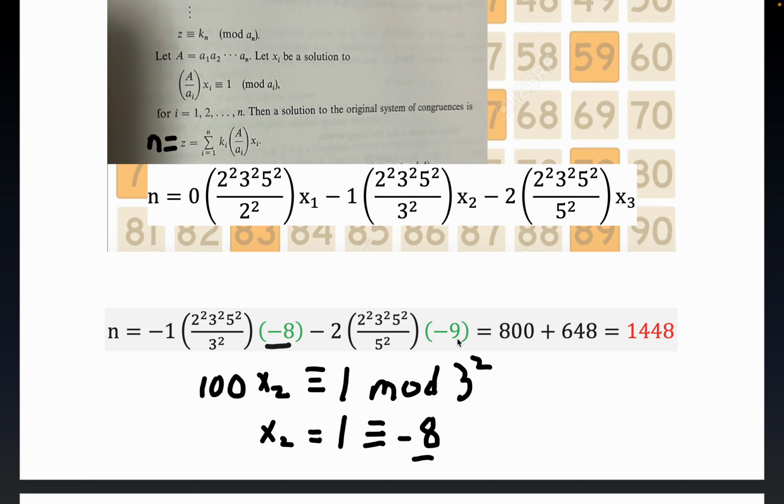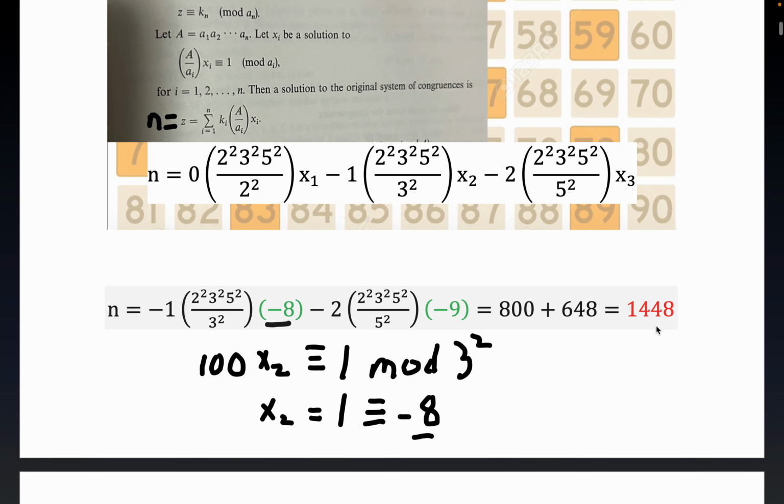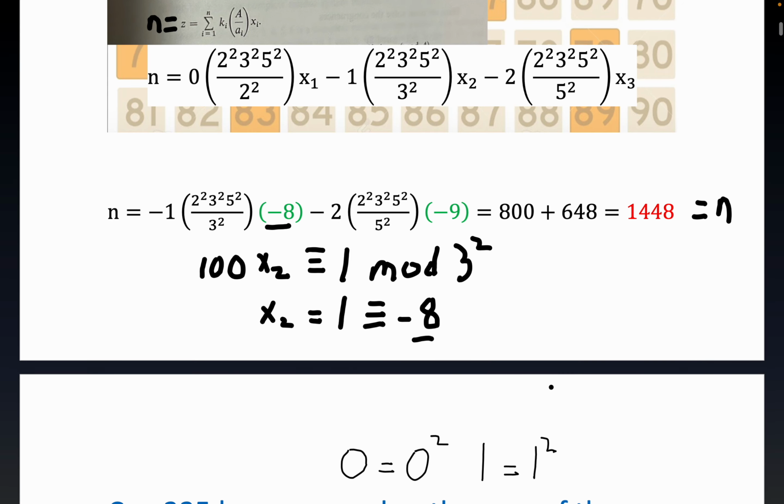And in a similar fashion, you can find -9 as the arithmetic inverse for x. X sub 3 will be -9. And you can carry on in a similar way. It's a little more of a battle computationally. Anyway, when you do that, you get this number 1448, but notice this is equal to n. And so we are interested in consecutive numbers, so remember, we're dealing with n plus 1, n plus 2. And so our 4 consecutive numbers are 1448.